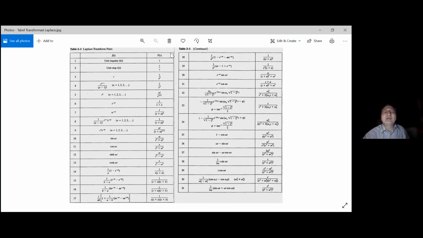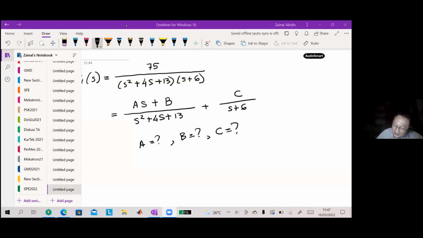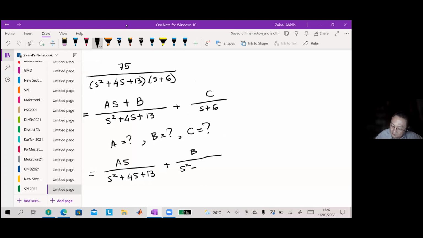So when you open this one, you have to find A, B, C, and this one becomes (AS)/(S squared plus 4S plus 13) plus B/(S squared plus 4S plus 13) plus C/(S plus 6). Okay, it's readily available in Laplace.